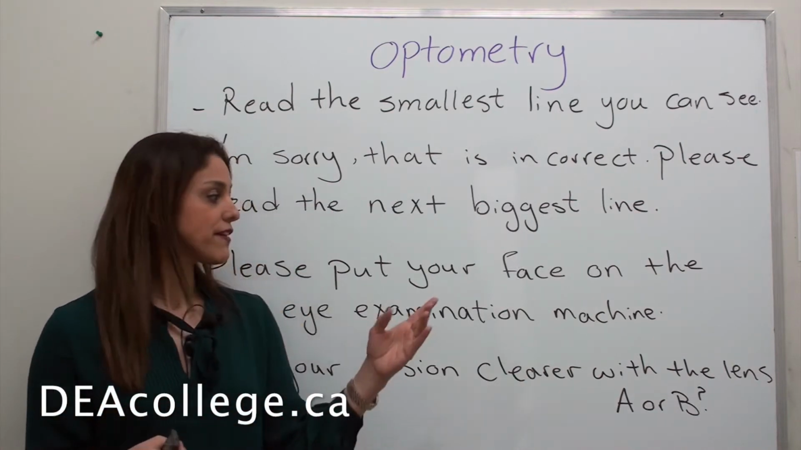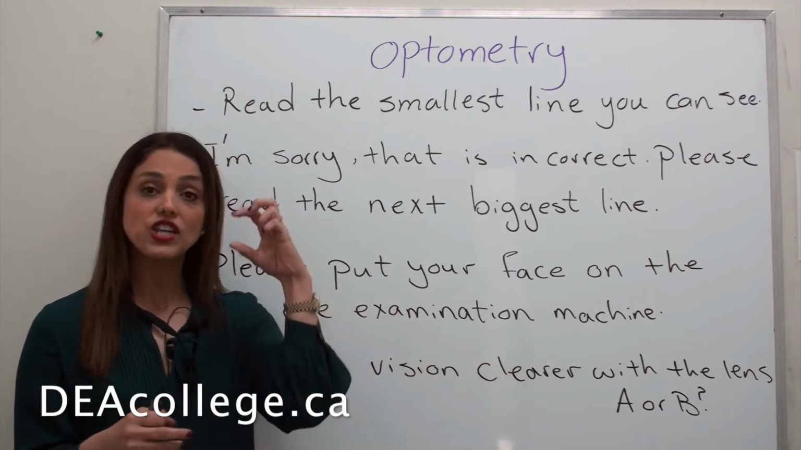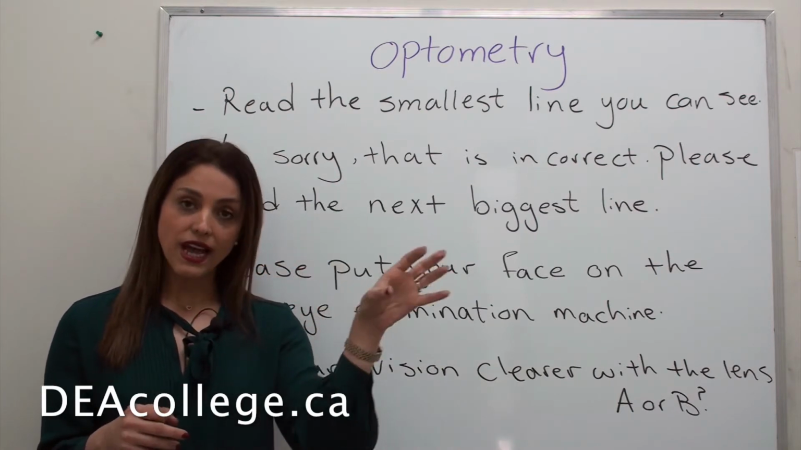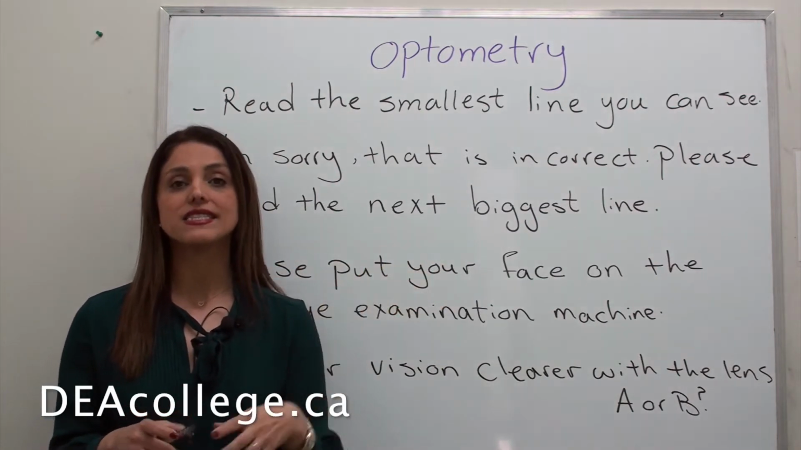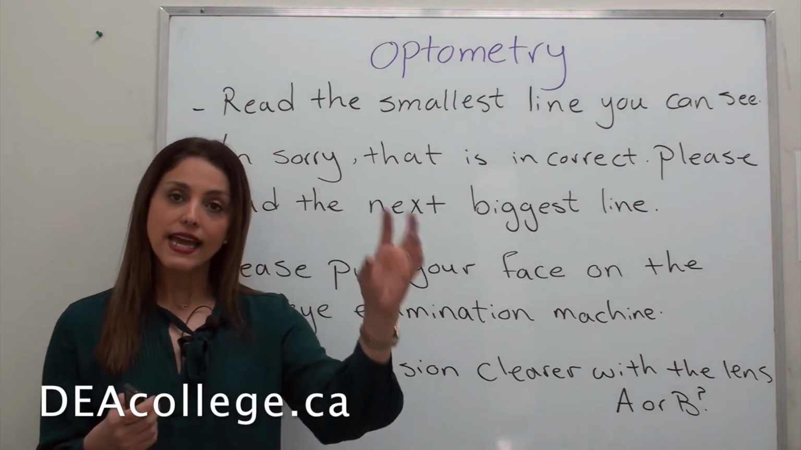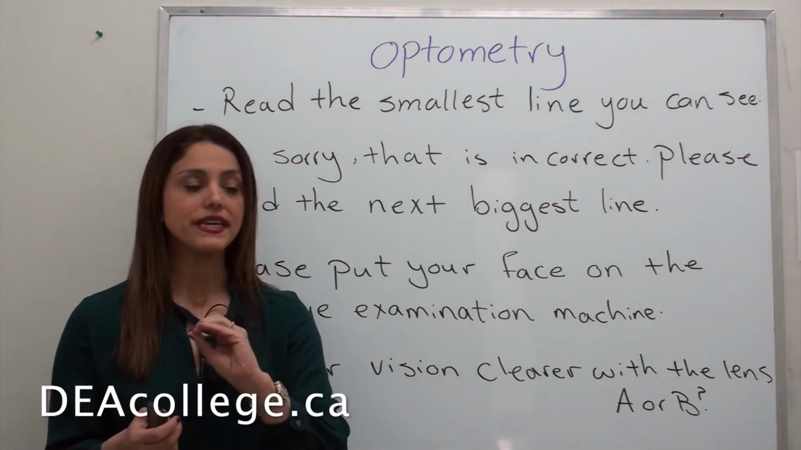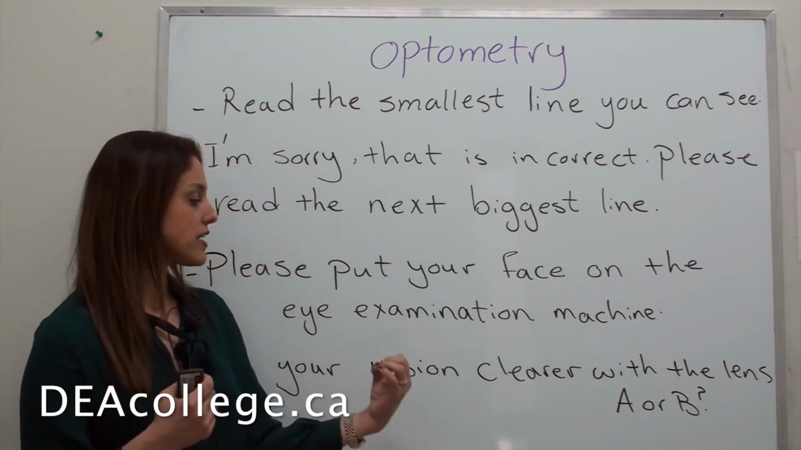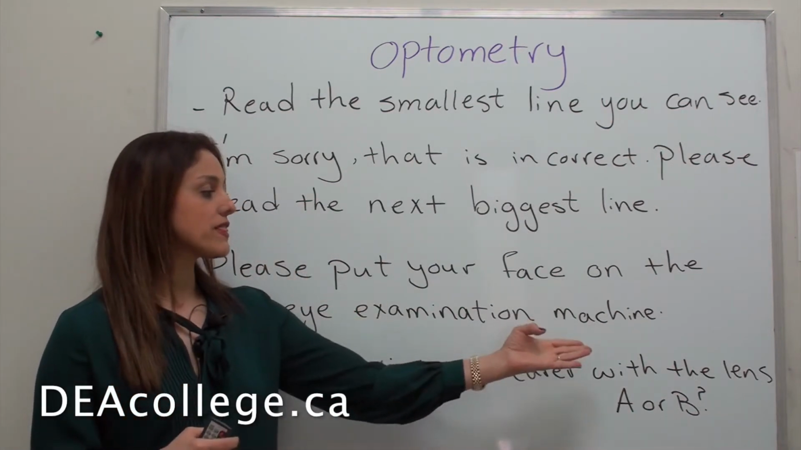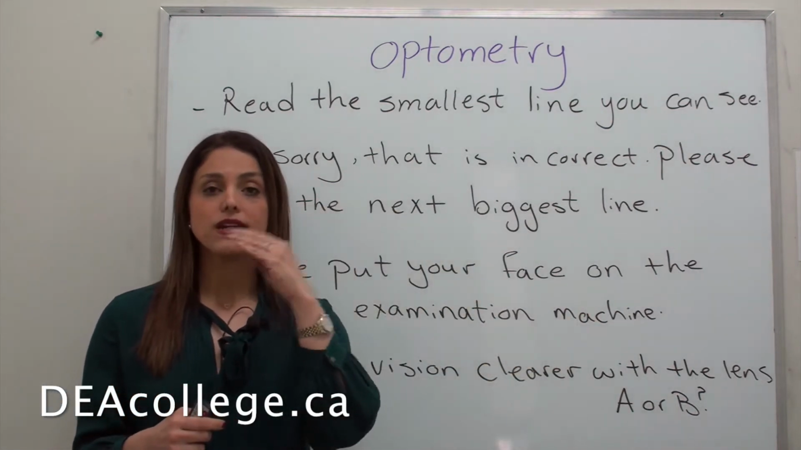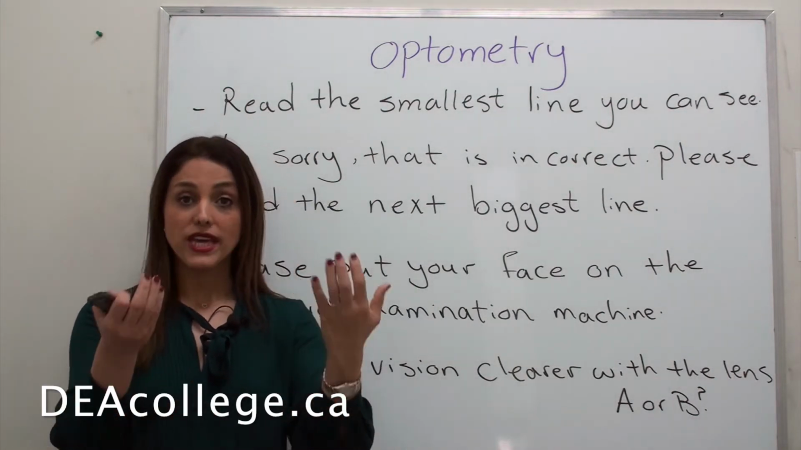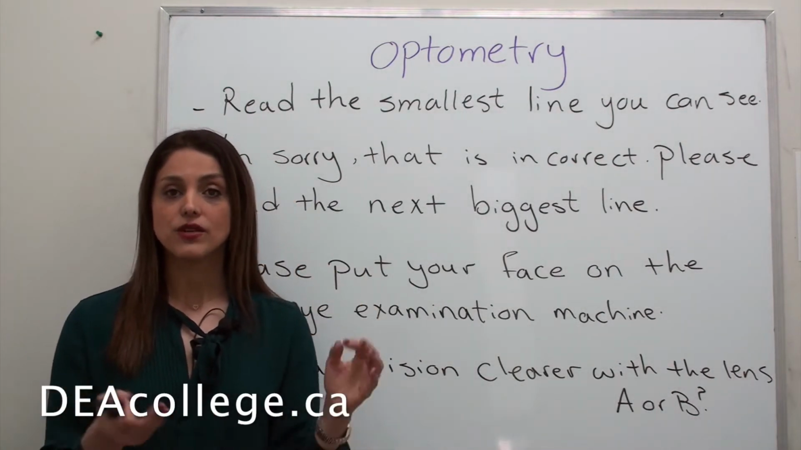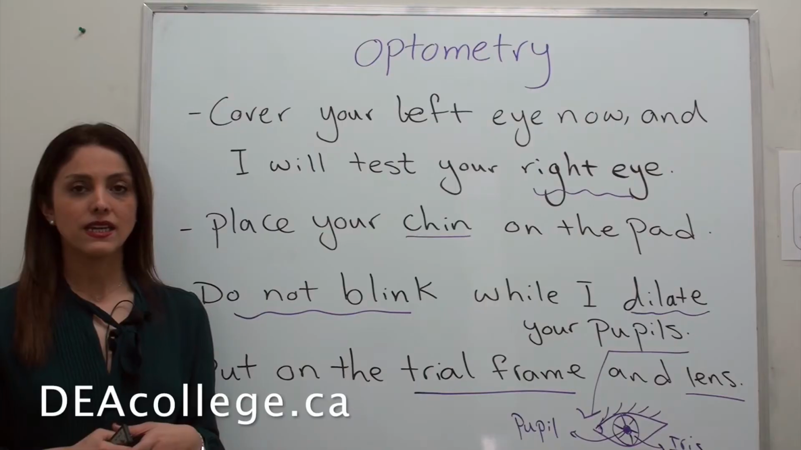So you say which one of them you can see better, lens A or lens B. We say, is your vision, your eyesight, clearer with lens A or B? Which one is better for you so you can see clearer with that lens?